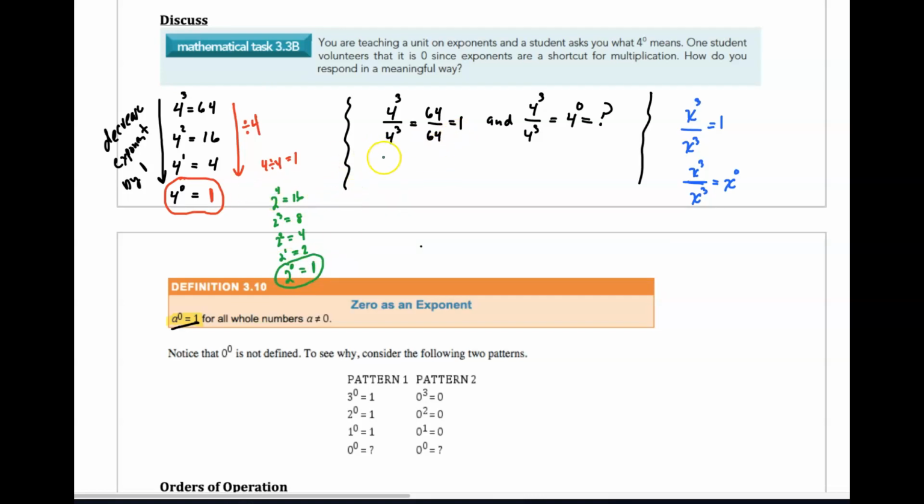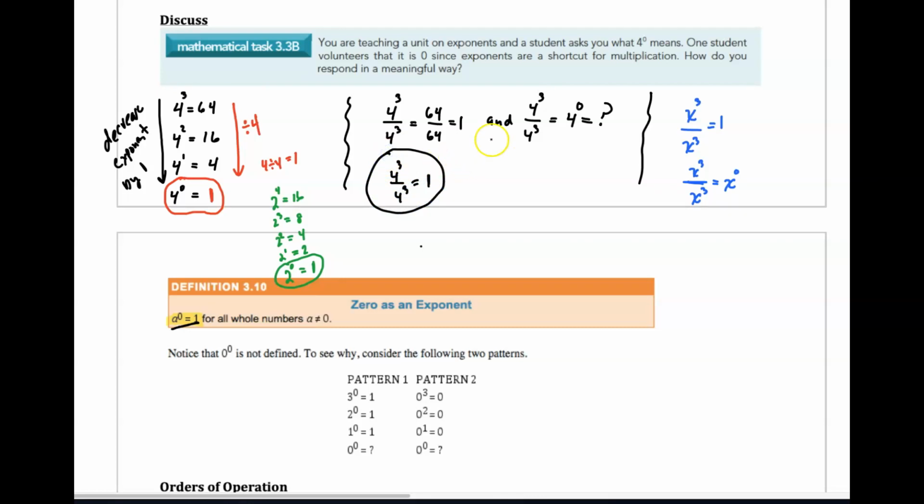Now let's take a look at another way, an algebraic way, going back to the rules of exponents. What is 4 to the power of 3 over 4 to the power of 3? Well, one way to think about it is that's just 64 divided by 64 equals 1. So now we see here that 4 to the power of 3 over 4 to the power of 3 equals 1.